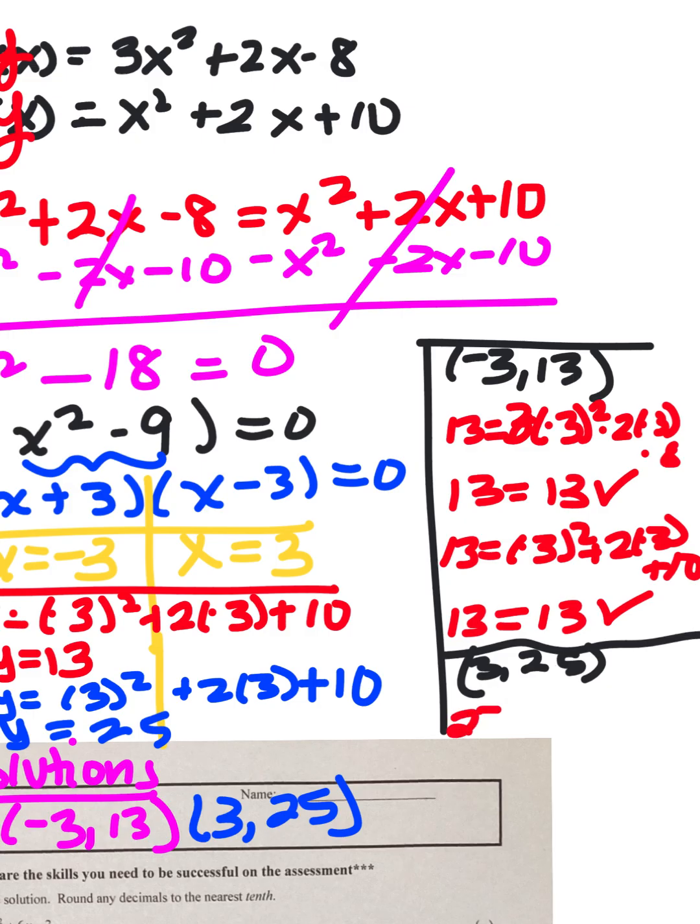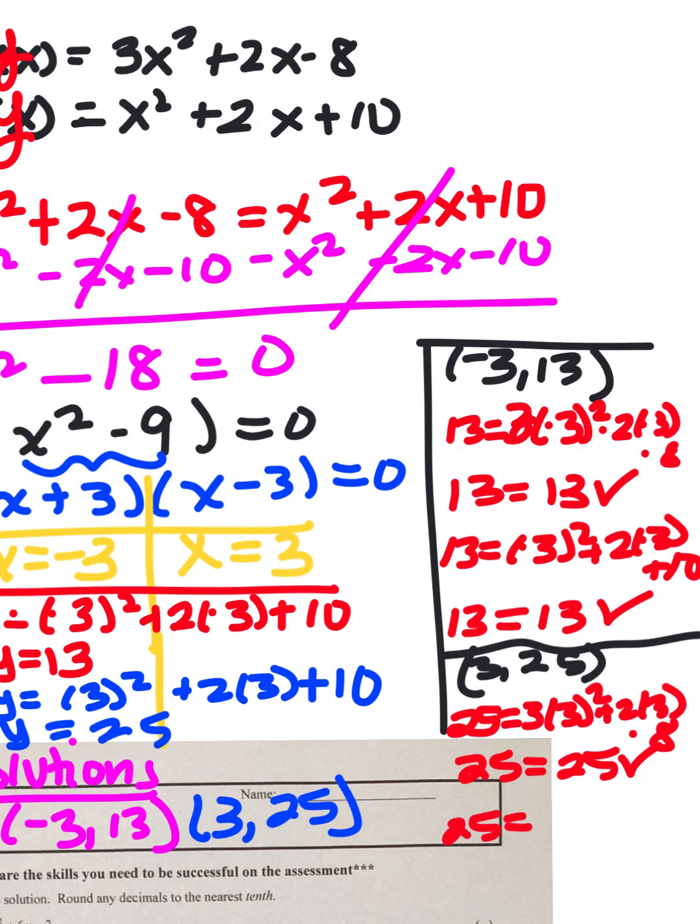So now I'm going to plug in 25 for y, and then it'll be 3 times 3 squared plus 2 times 3 minus 8. Just plug that in your calculator. You get 25 equals 25. That checks. And then you're going to check the other one.